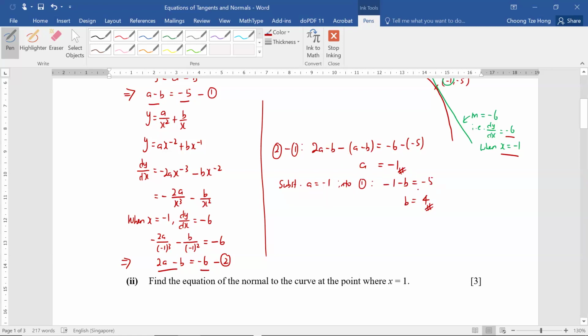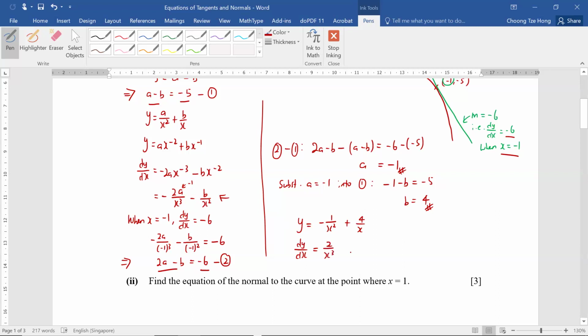Once we get the values of a and b, then we actually know the full equation of the curve, right? It's going to be negative 1 over x squared plus 4 over x. And we also know the dy/dx. The dy/dx here has a and b, right? So we can actually write it as dy/dx equals, a is negative 1. If you put negative 1 inside, negative 2 times the negative outside, it just becomes 2 over x cubed.